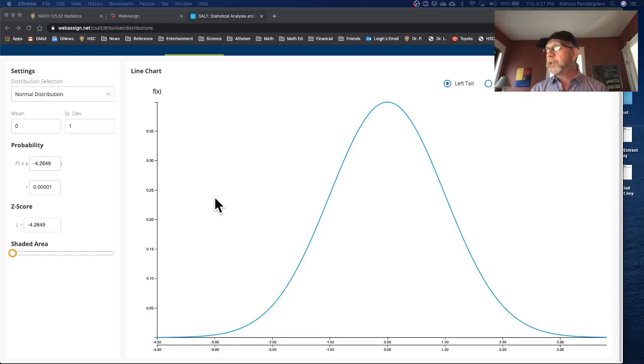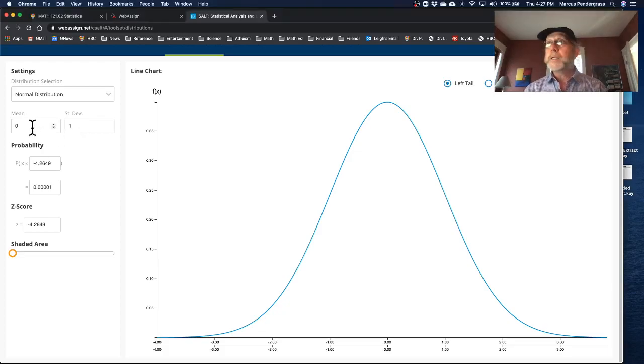The distribution that comes up when you initially click on that tab has a mean of 0 and a standard deviation of 1. That's actually an important distribution. It's called the standard normal distribution when the mean is 0 and the standard deviation is 1. You see those two numbers right up here in this dialog box. But that's not quite the one we need here.